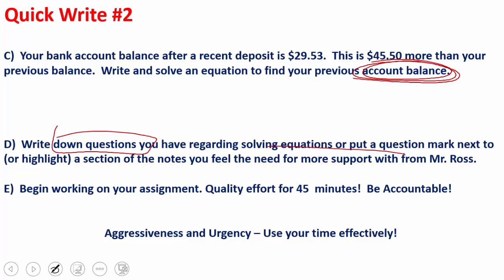Please don't forget to bring questions to class about solving equations. Put a question mark next to it, highlight it, whatever it takes for you to remember to ask me a question. When you are done with your quick write, you still have a few minutes left to begin your assignment. Quality 45 minutes every night, always remembering to be accountable.